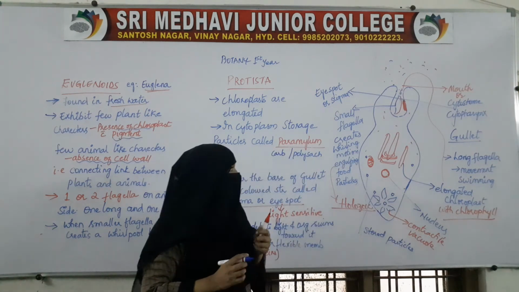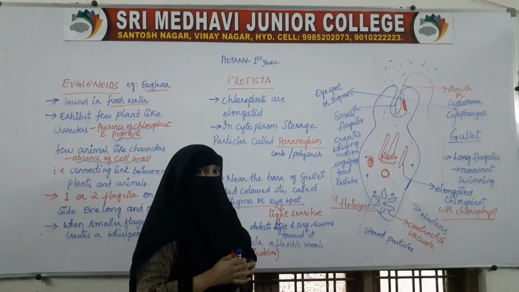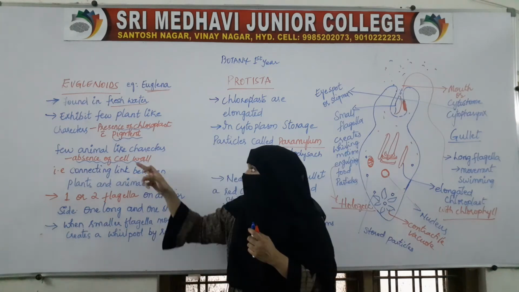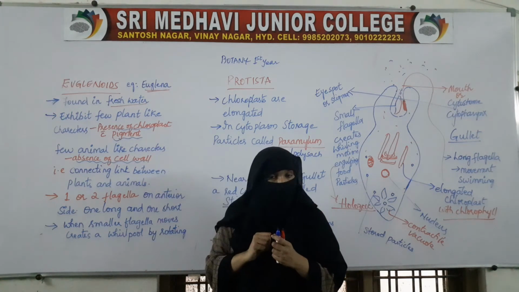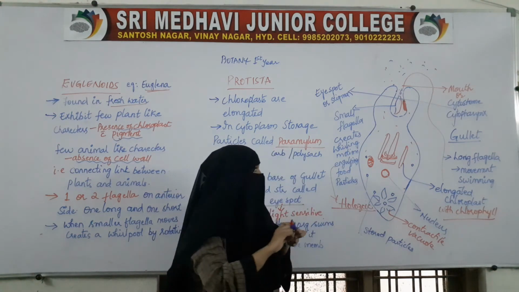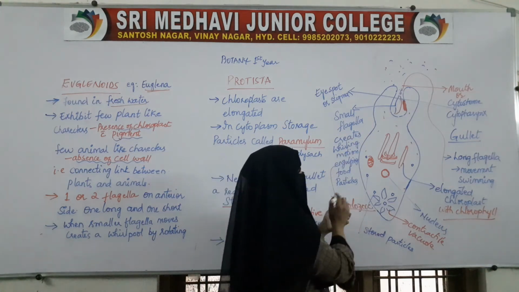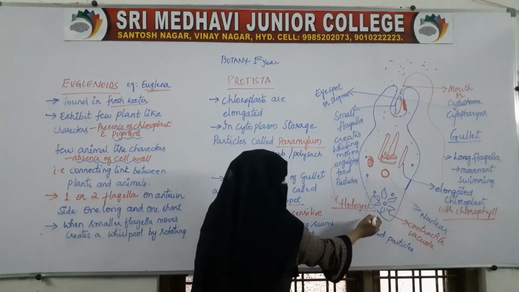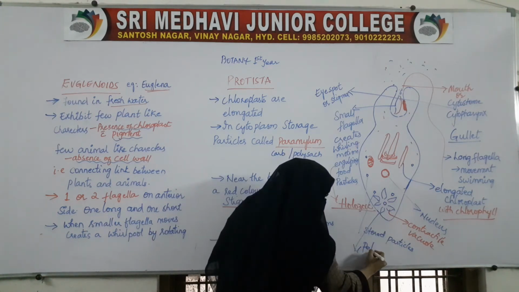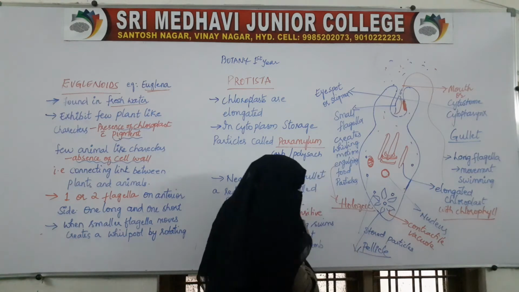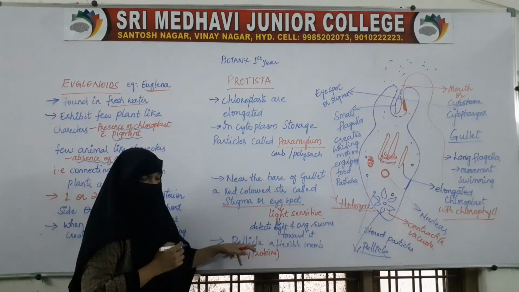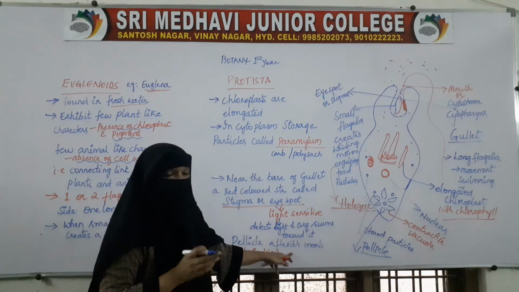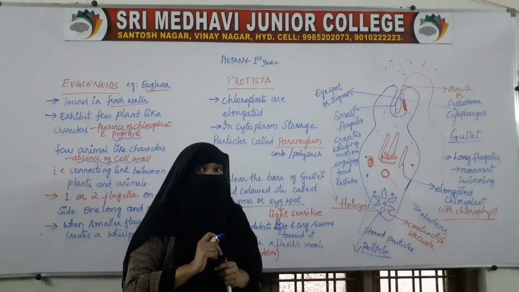These are stored particles. Apart from this, one more important thing, we said that cell wall is absent. Here cell wall is absent, here a membrane is present. This membrane is called as pellicle. Pellicle is a flexible membrane.